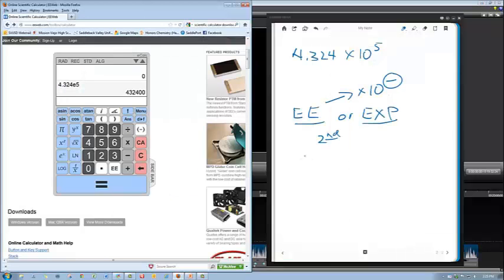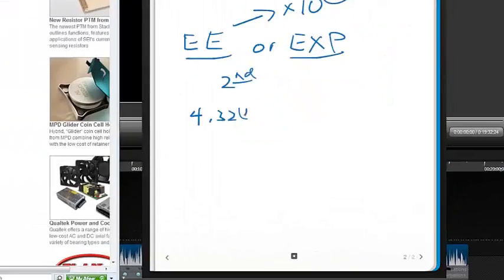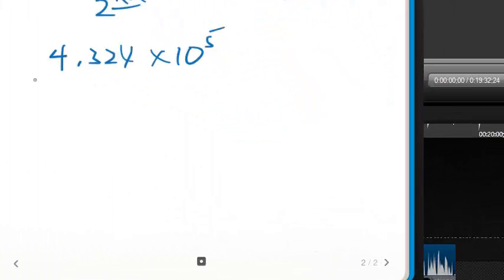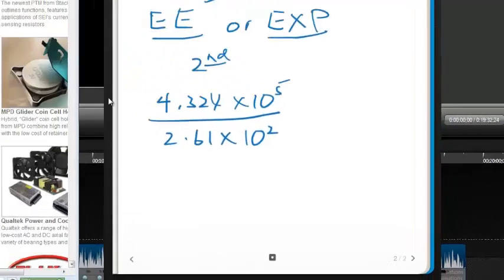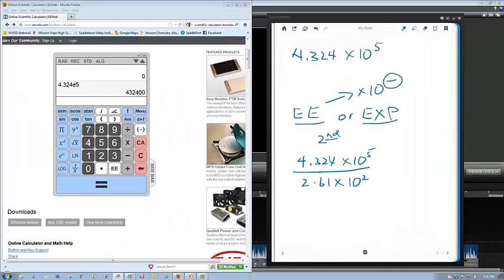Simple. What happens if we do some math like this? And some of you say, well, can't I just use times 10 and then I have a y to the x button like that? And wouldn't I come out with the same thing? Yes, sometimes. But when you start doing some math problems, if you do this, 4.324 times 10 to the 5th, divided by 2.61 times 10 to the 2nd, if you do not punch it in this way, you're going to run into some problems.